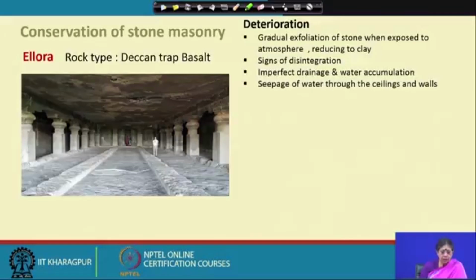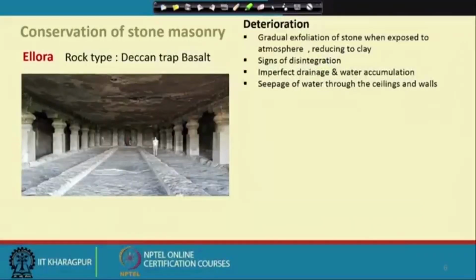There were signs of disintegration. You can clearly look at the roof here and see that some sort of a problem is there, and imperfect drainage and water accumulation. I always mention that sometimes water itself is not a problem. The accumulation and the stagnant water is a problem. So, proper drainage and stopping the seepage is a very important measure. Here you can see the seepage of water through the ceiling and walls was another problem.